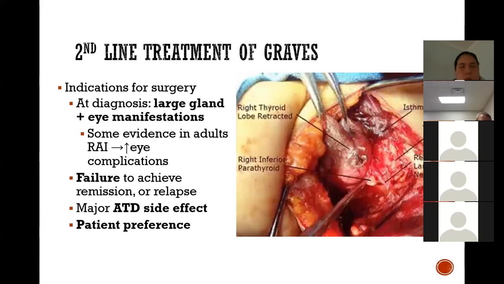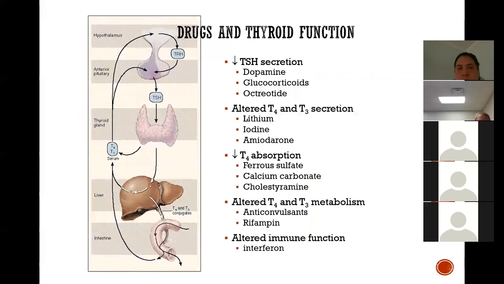Sometimes it comes also down to patient preference. They just don't want to deal with the issue. Another thing is if they have a lot of proptosis. Proptosis is not good to use radioactive iodine on. It appears to actually increase complications in the eye. So even adults with a lot of proptosis should really hesitate to do radioactive iodine treatment.